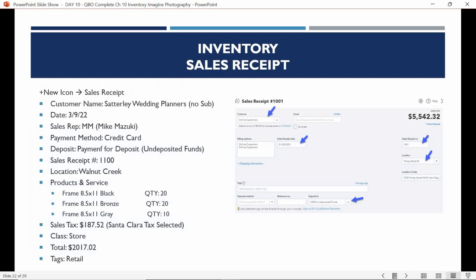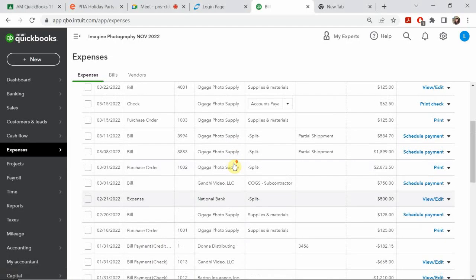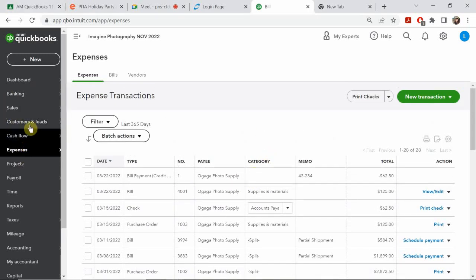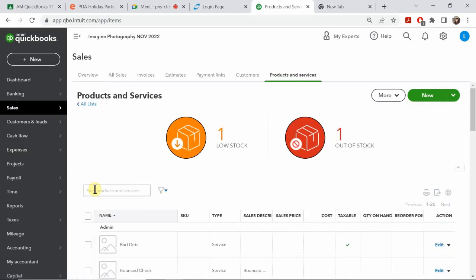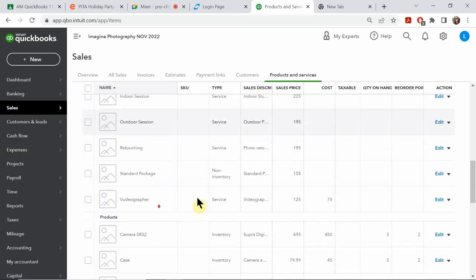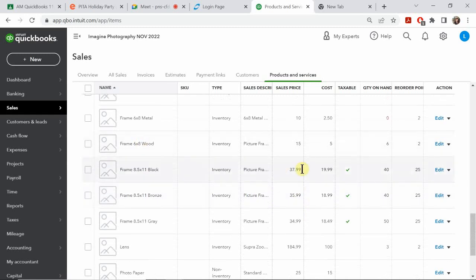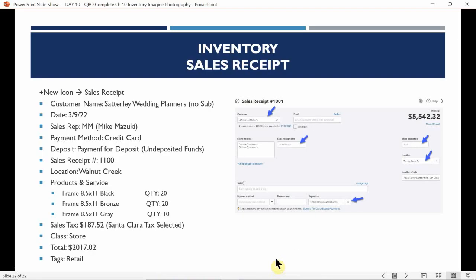We already took a look at my products and services list, where we have X amount of items that we have on hand, right? We're going to constantly be looking at this section here because this is where we're going to see where the difference actually happens, okay? So here we got 40 of the black, 40 of the bronze, and 50 of the gray, okay?